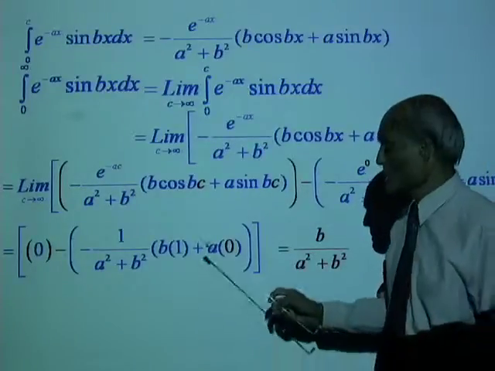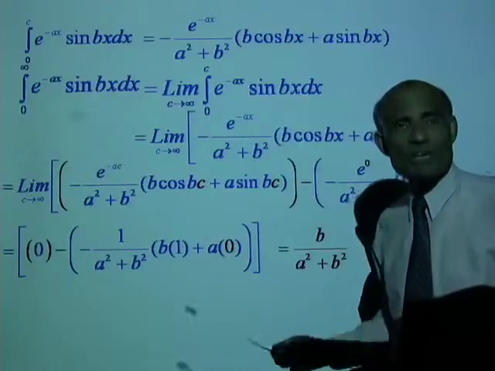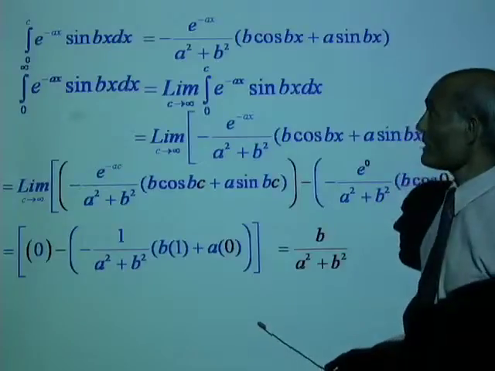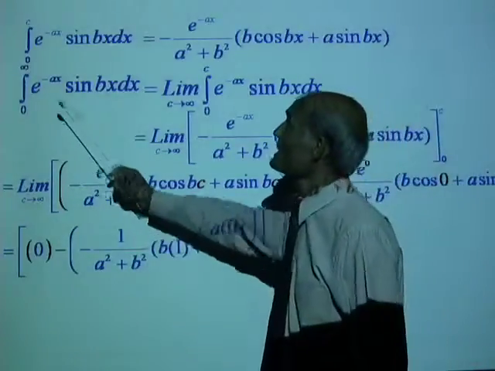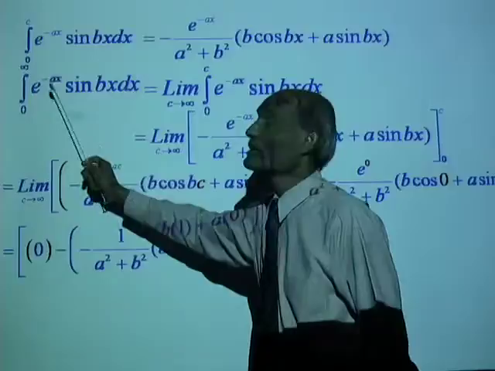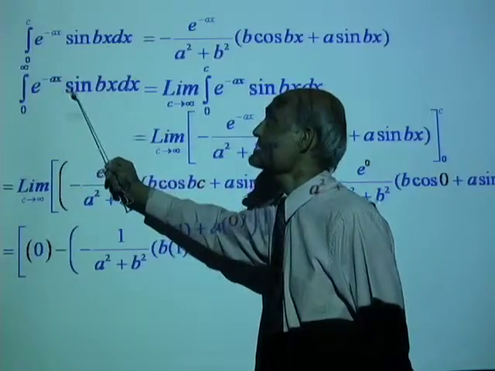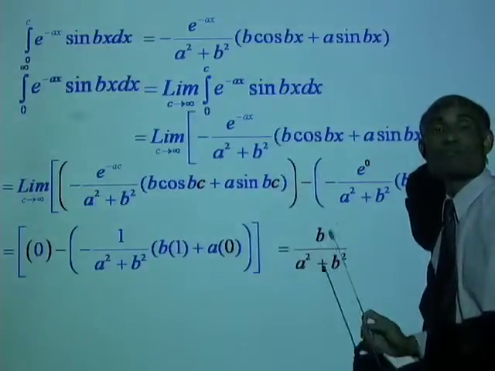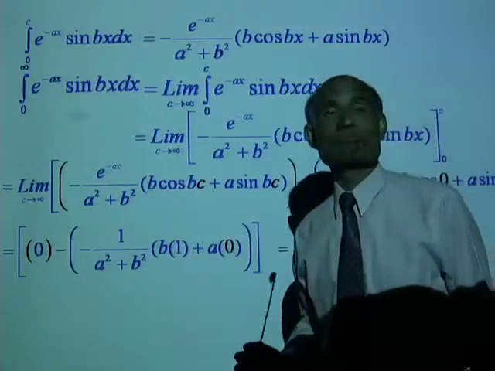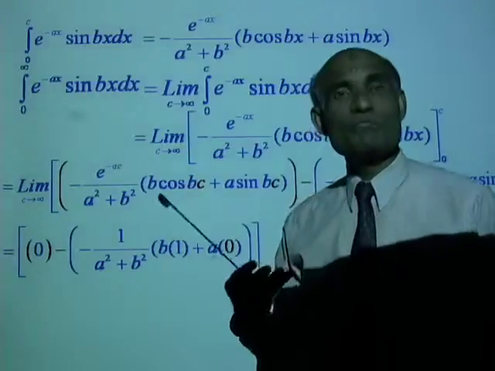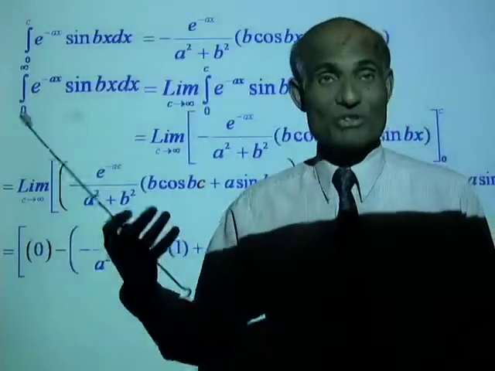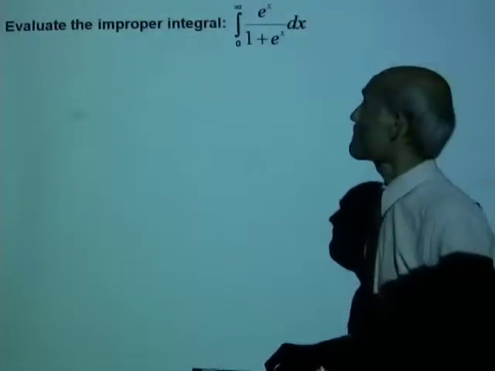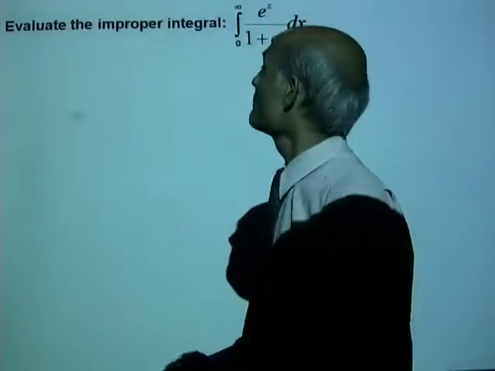You see how a terrible looking improper integral gave you such a beautiful result. Okay, so what we have produced is the integral from 0 to infinity of e to the power of negative ax sine bx dx equal to b over a squared plus b squared. Is that a converging integral or a diverging integral? It is a converging integral. Alright, let's try another one.